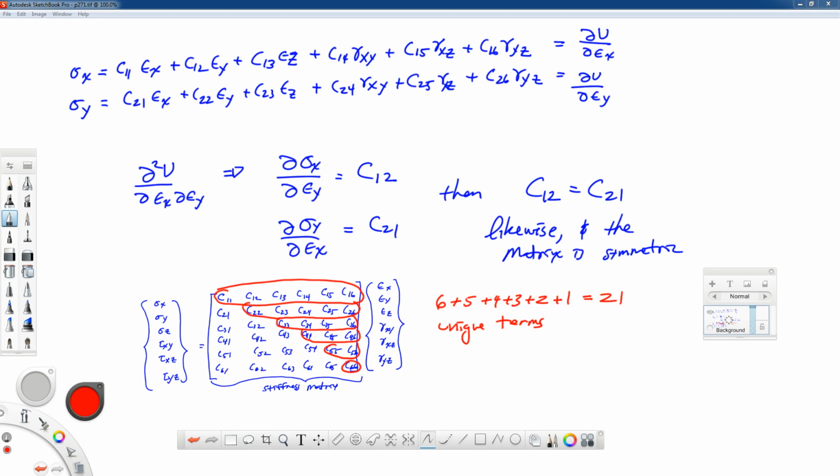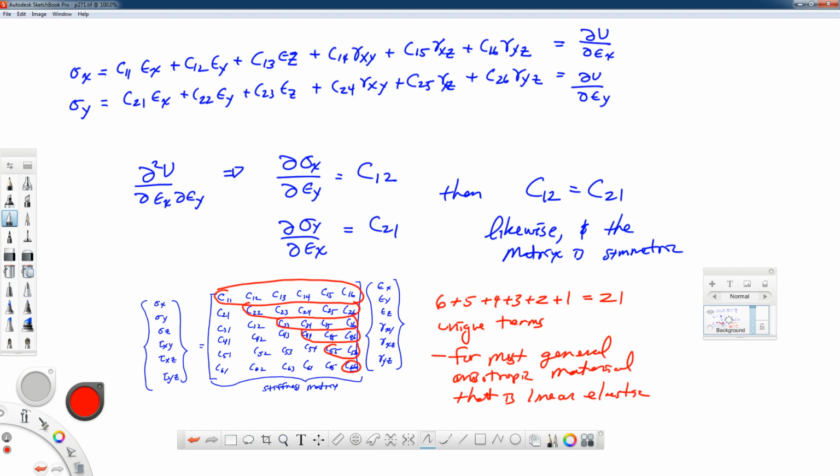subject to our restrictions and our assumption that our stresses can be derived from a strain energy density function that's going to be treated as a potential function. So 21 unique terms for the most general anisotropic material that is linear elastic. 21 elastic constants. That's a whole lot of material testing in order to find these out.